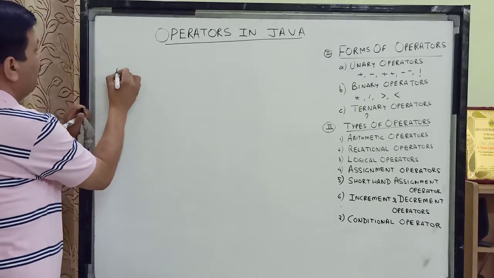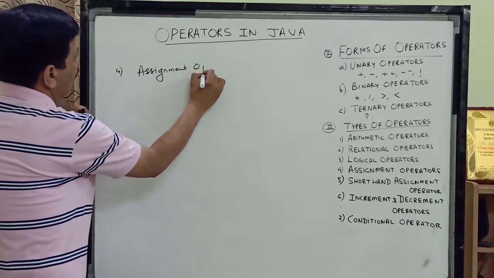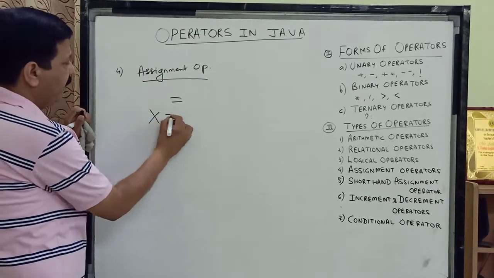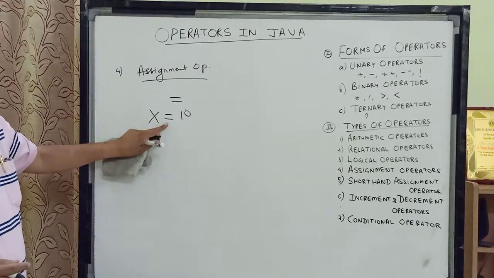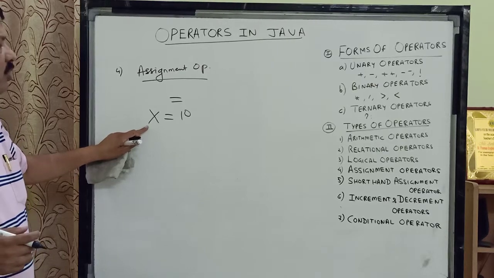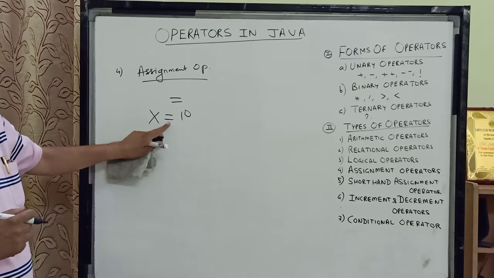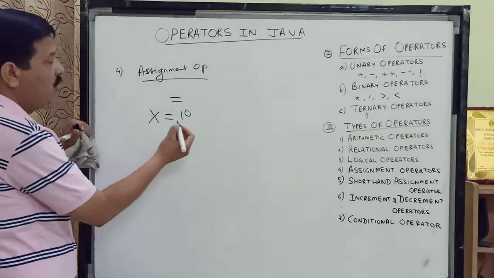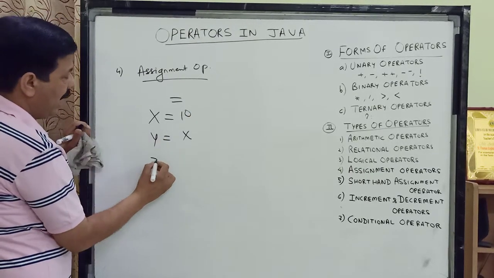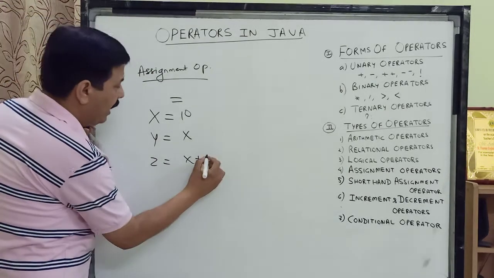Now we come to the assignment operator. The assignment operator, children, is this equal to sign. That means if I say x is equal to 10, this is an assignment operator I am using. It is also a binary operator because I am using two operands over here. So children, this operator assigns a value to a variable. Value, as I have told you before, can be a constant, it can be a variable, and it can even be an expression.